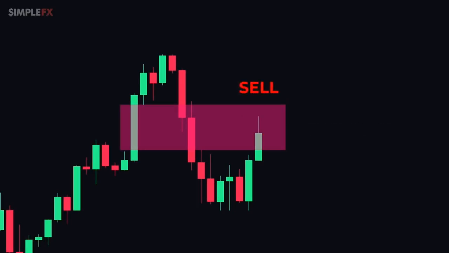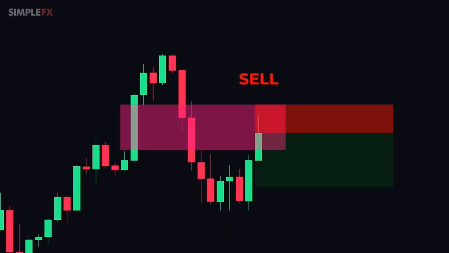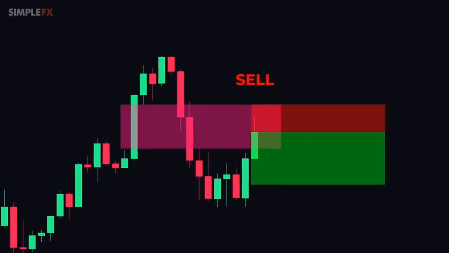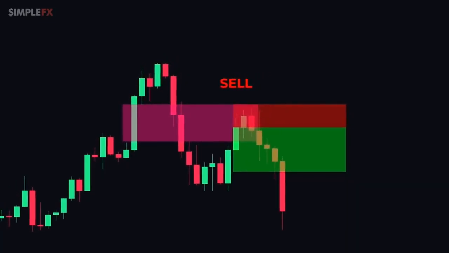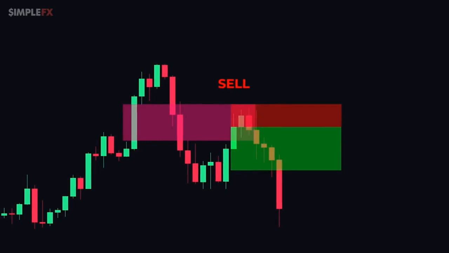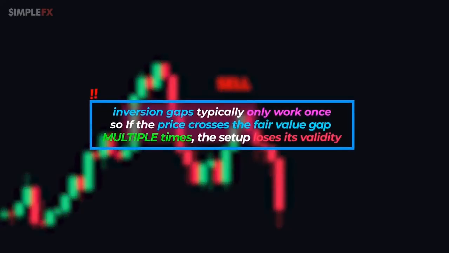Now, manage your risk by placing your stop loss just above the fair value gap and aim for a take profit level at twice the distance of your stop loss. As the price reverses and hits your profit target, you secured a nice profit. Important note to remember: inversion gaps typically only work once. So if the price crosses the fair value gap multiple times, the setup loses its validity.